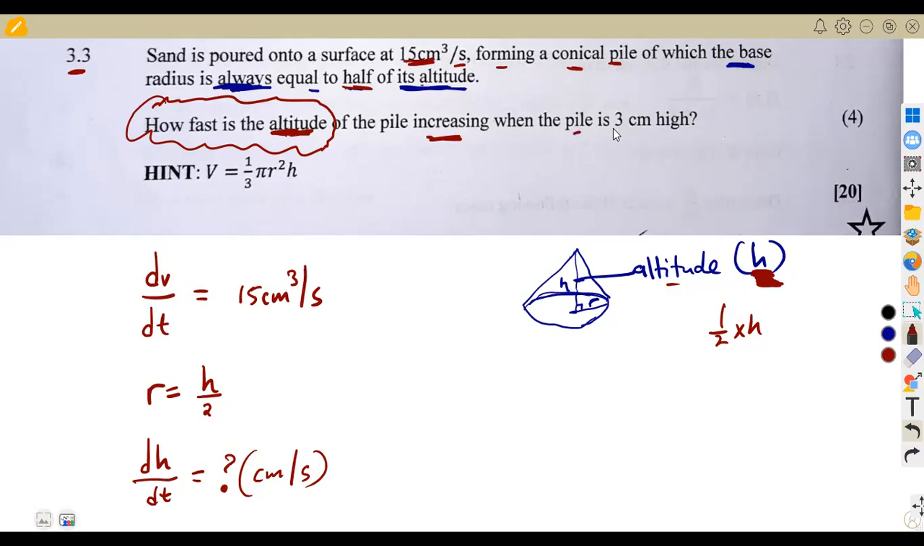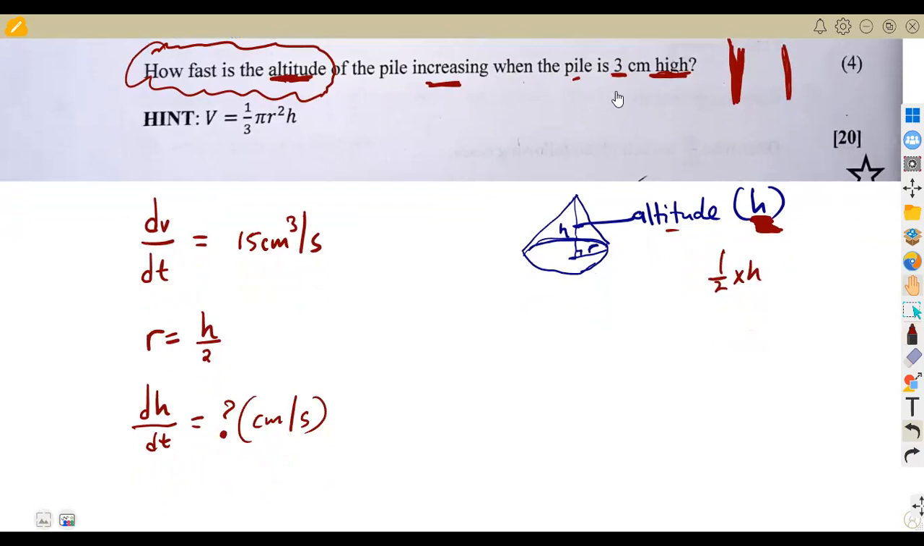All right, but we are given a condition there: when the pile is 3 meters high. 3 meters high, we're talking about the height. They can also say 3 meters deep. It's also depth, and being high is the height of that particular cone that we are given. So we are given a condition whereby the height at that moment is 3 meters. How is it going to increase?